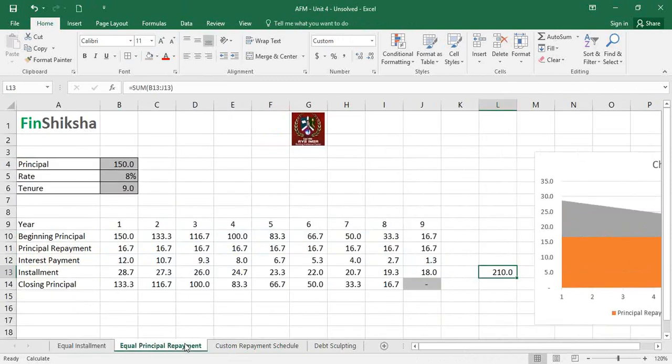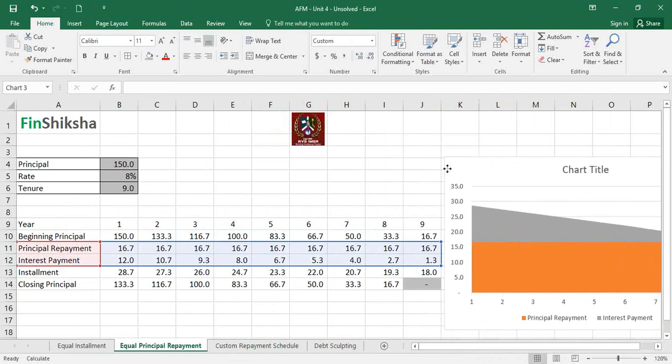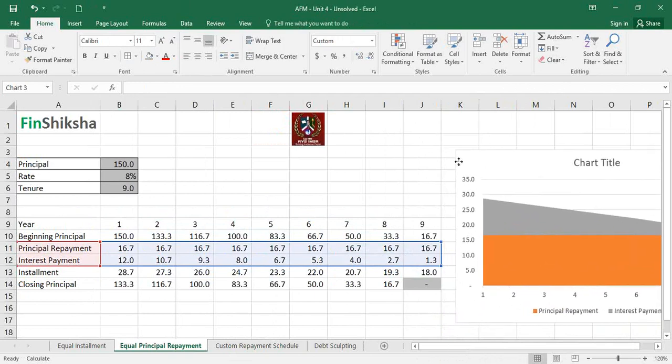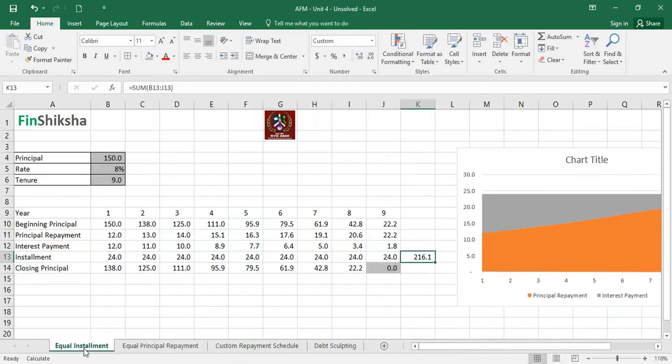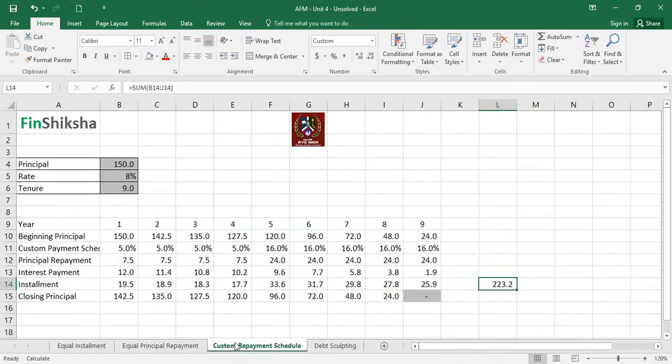Equal principal, obviously, because it starts paying a larger amount of principal right away, results in your best profile in terms of the least amount of payment. Equal installment is the next. Custom repayment completely depends on how we are modeling it.